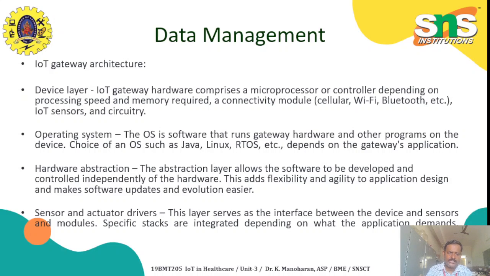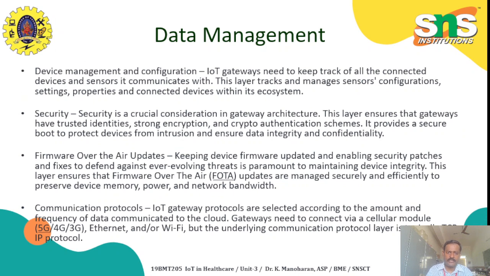Hardware abstraction: this abstraction allows the software to be developed and controlled independently. So above the OS there is the hardware abstraction, which runs to control the hardware. Next are the sensors and actuator drivers. These layers serve as an interface between the device and sensors with the modules. So specific tasks or stacks will be integrated with these layers. Device management and configuration: IoT gateways need to keep track of all connected devices and sensors to communicate with them. So these layers track and manage sensor configurations, settings, properties, and connected devices in the ecosystem.